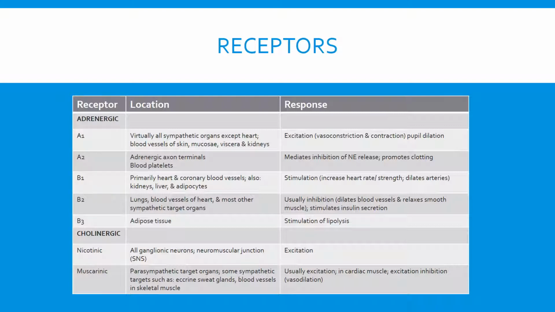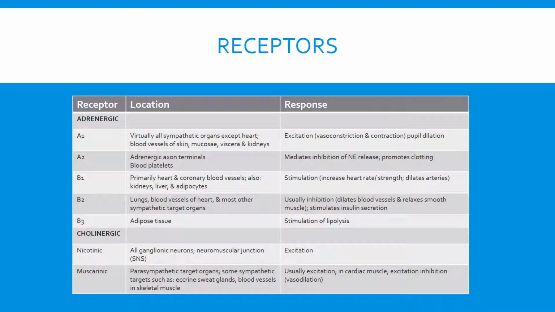Adrenergic fibers have 5 different receptors. The alpha-1 receptors are on almost all of your sympathetic organs except for your heart. They are going to cause vasoconstriction and contraction and dilate your pupils. Alpha-2 receptors are in your blood platelets and assist with clotting.